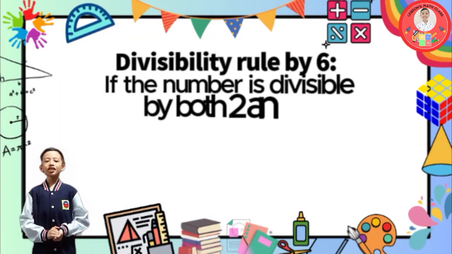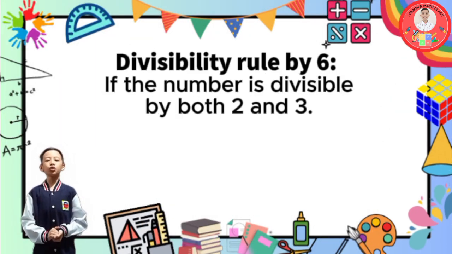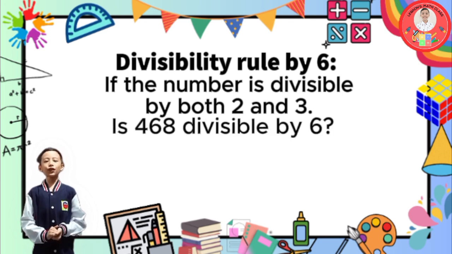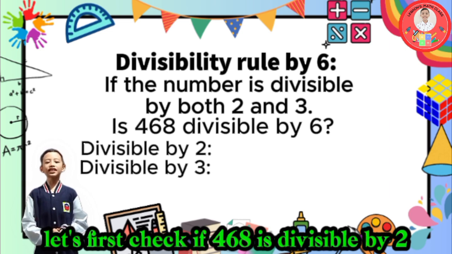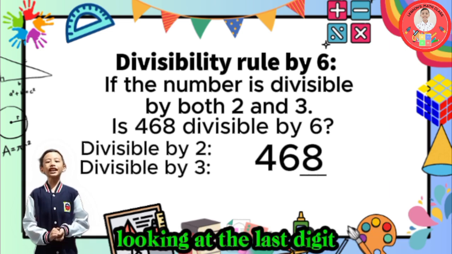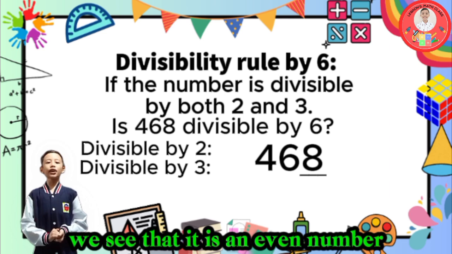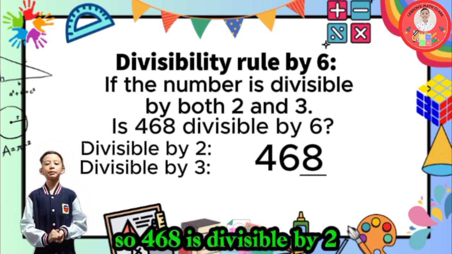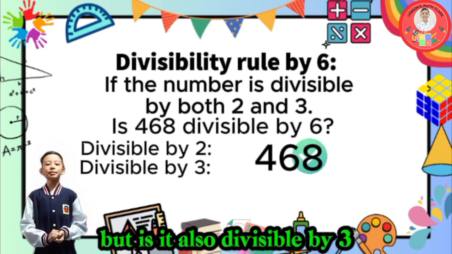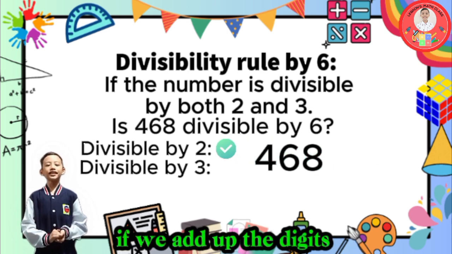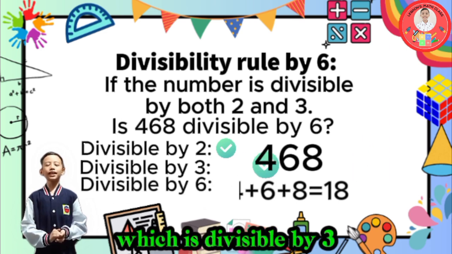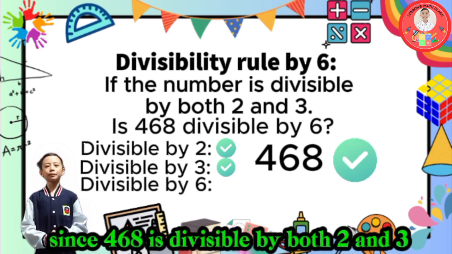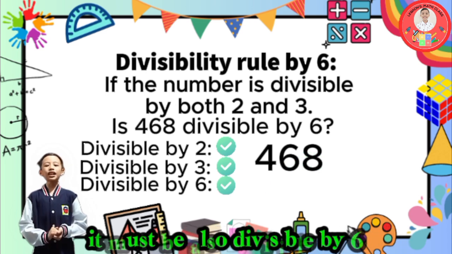Divisibility rule by 6. If the number is divisible by both 2 and 3. Question: Is 468 divisible by 6? Let's first check if 468 is divisible by 2. Looking at the last digit, you see that it is an even number, so 468 is divisible by 2. But is it also divisible by 3? If we add up the digits 4, 6, and 8, the sum is 18, which is divisible by 3. Since 468 is divisible by both 2 and 3, it must also be divisible by 6.